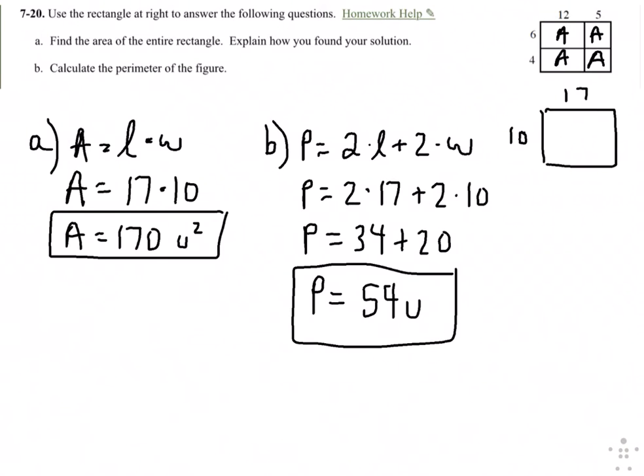And again, if no units are given, use U so that you can show that it's units and units squared.